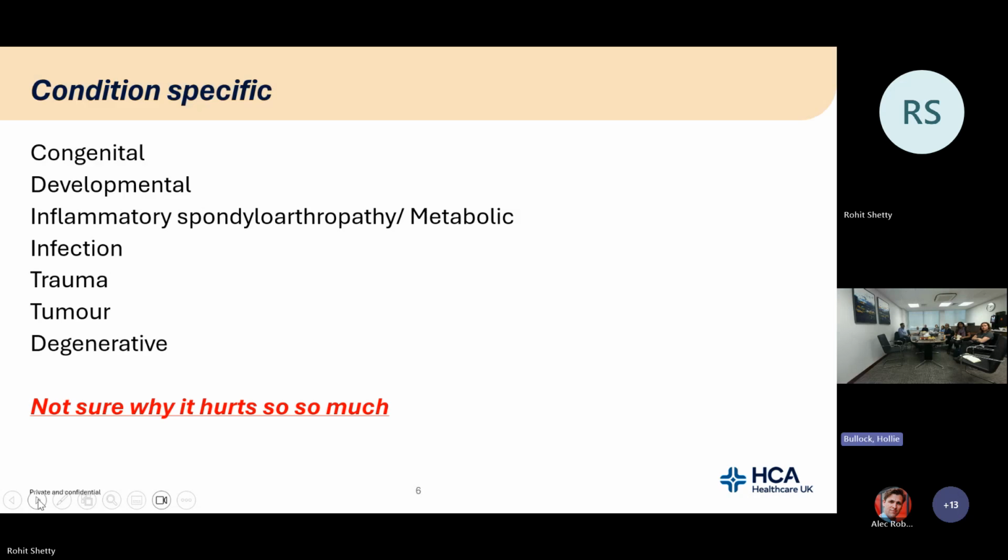Within that, it's any condition. This is not specific to just spine, but any condition in general. In orthopedics, if you divide them into categories, you're able to fit them into either problems when you were born, developmental pathology, inflammatory conditions related to rheumatoid arthritis and ankylosing spondylitis, infection, trauma, and for most of today's talk, we're going to stick with degenerative changes.